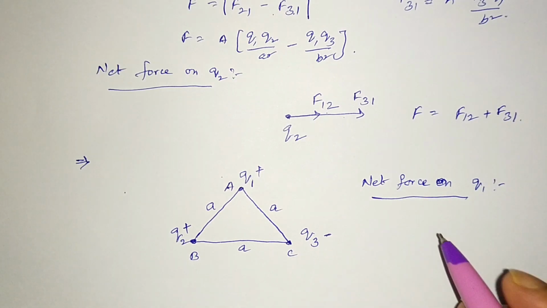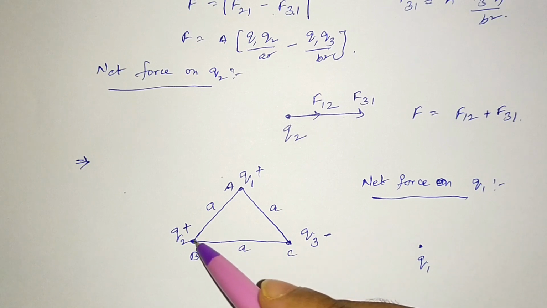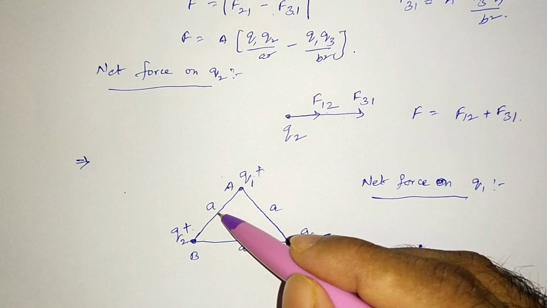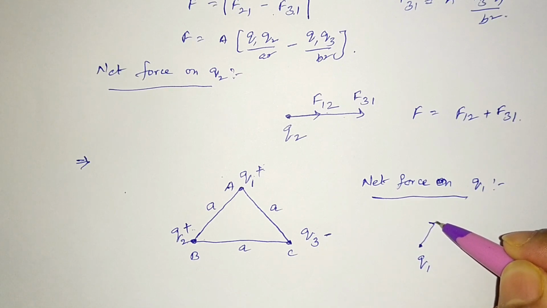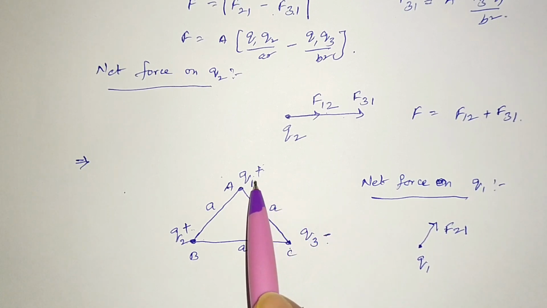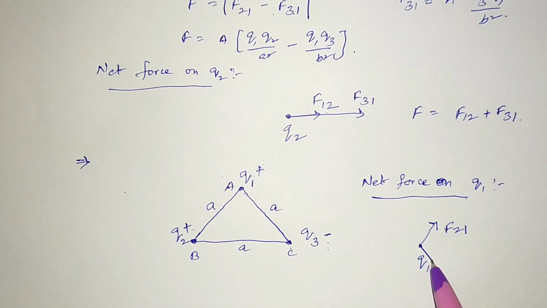How to calculate this? Let us take Q1. So Q2 on Q1, what is the force? Attraction or repulsion? As these are same charges, it is repulsion, means Q2 pushes Q1. In which direction does it push? The force acts along the line joining, means in this direction. This is the direction of force, which I will take as F21. Now what about Q3? Q3 and Q1: is it attraction or repulsion? Attraction, because this is negative and positive. It acts along the line joining. Then this is the force F31.